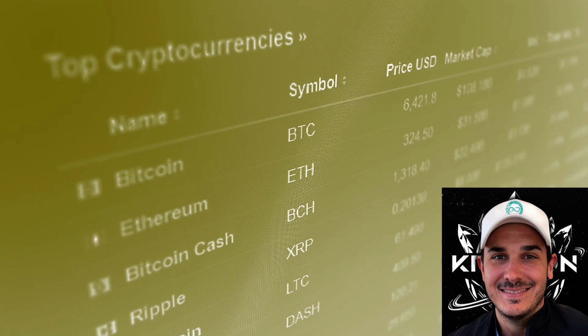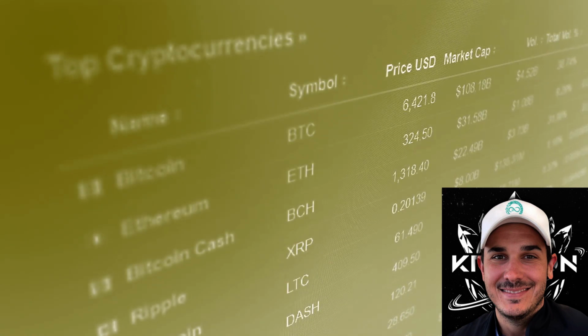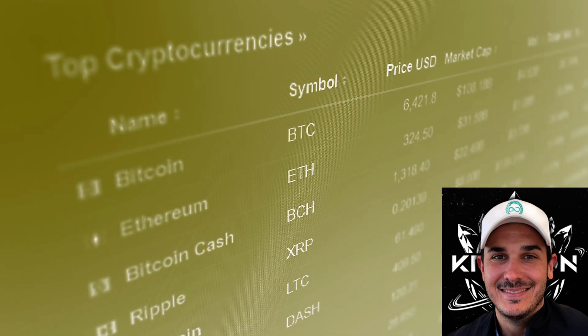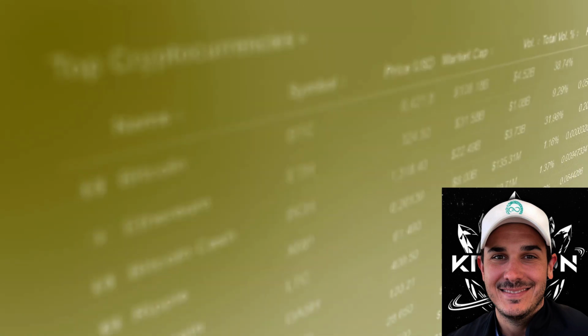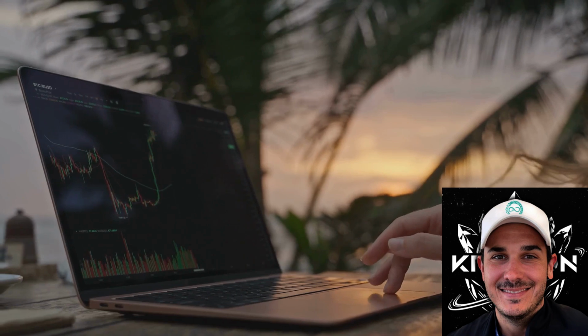Do comply with regulations. In many jurisdictions, even utility tokens can be scrutinized under security law. Work with legal teams to stay compliant, especially if you're in the United States. And lastly, do align with incentives. Your token should reward users who help the ecosystem grow, not just early whales who dump after launch.